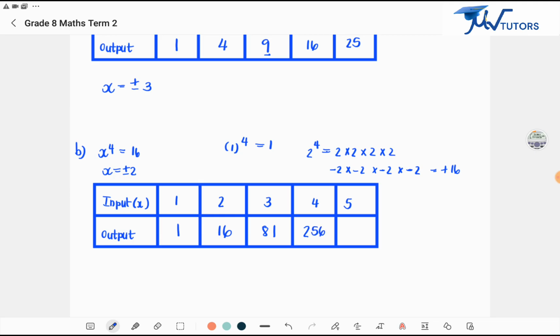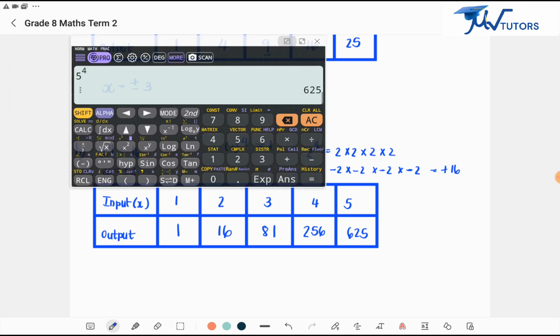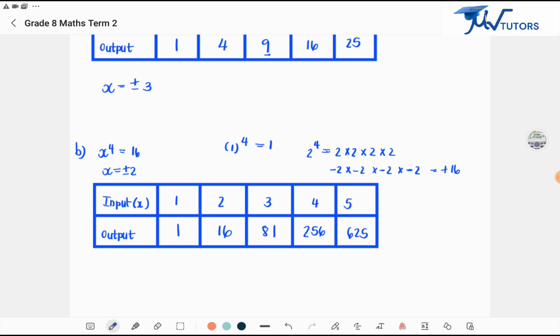What about 5 to the power 4? Same thing. We can actually just say 5 to the power 4, and that's 625. But we were looking for the x value that would give us 16.